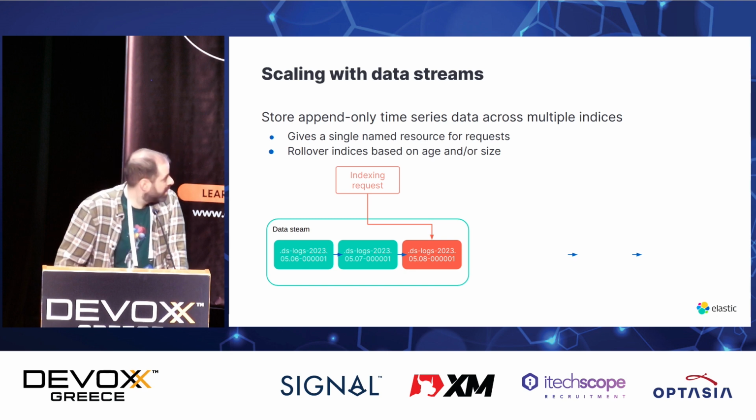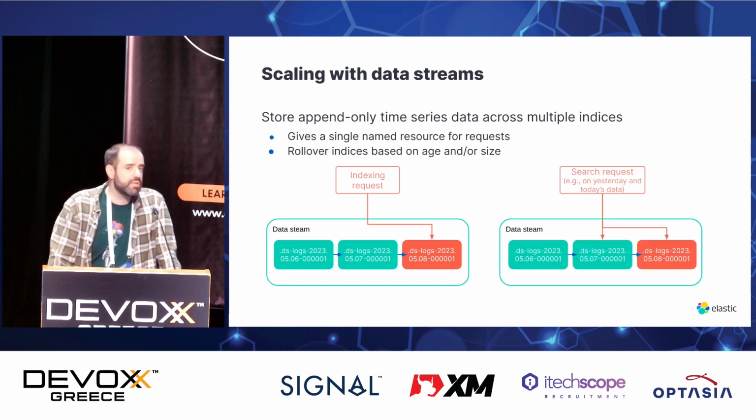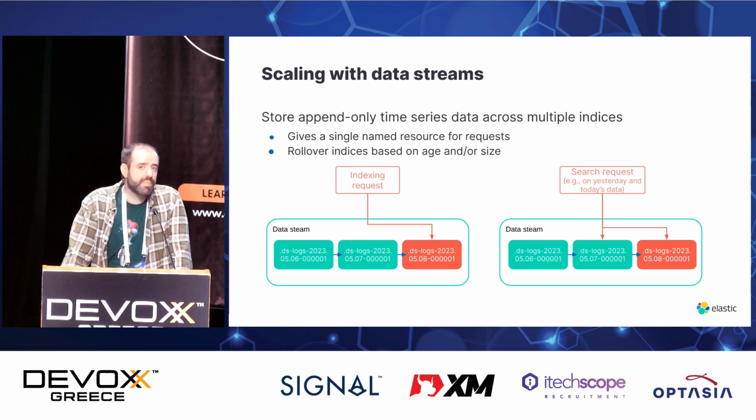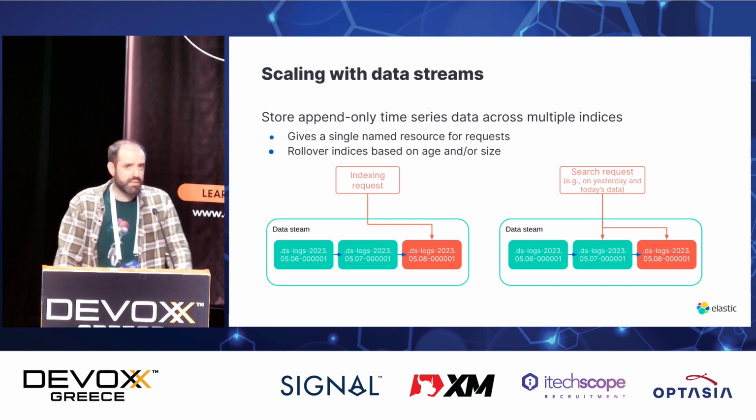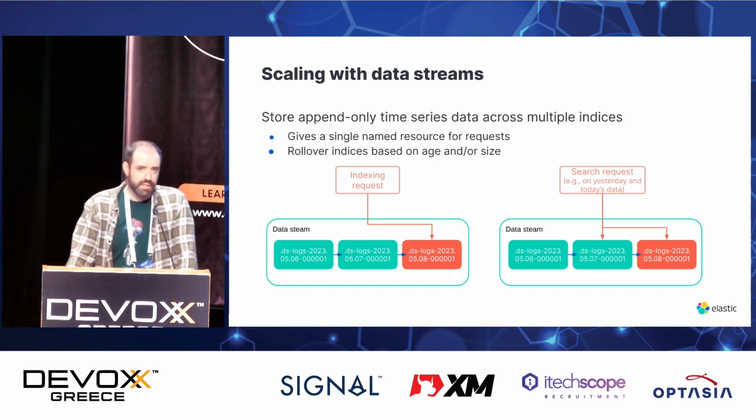This is also, okay, the arrows were the mistake there, but it's the next animation. This is also very useful for searches, because searches usually tend to target the most recent data. So imagine that you now do a query that targets just 2 days, today and yesterday's logs. We know that this query needs to be sent only to the 2 last indices of this data stream and not to the older indices of this data stream.